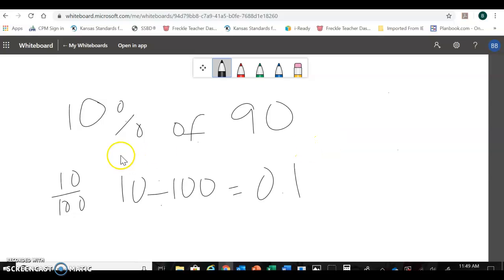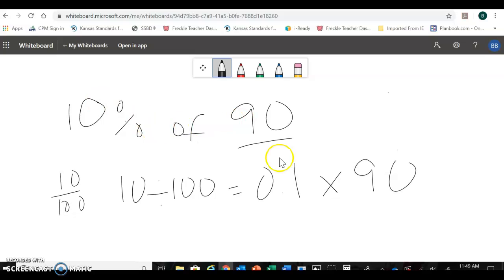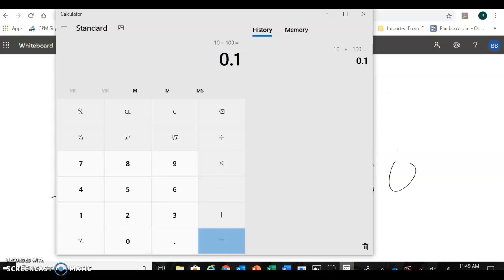So once you've changed 10% into a decimal by doing 10 divided by 100. Remember, if this was like 25, you would do 25 divided by 100. You just divide by 100 to change the percent to a decimal. And the other part is that you need to multiply by the other number that you're given. And that's definitely something you type in the calculator. 0.1, and then we had times 90, and it turns out that's 9.